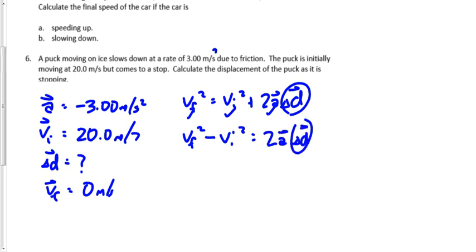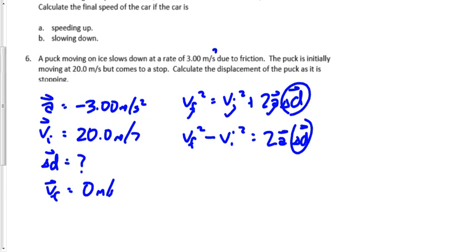Is that good? We get rid of what was not attached by doing the opposite. Rule number two, get rid of what is attached by doing the opposite. What is attached to delta D? The 2 and the A. They're multiplied by D, right? So how do we take it over? By doing the opposite, we divide.